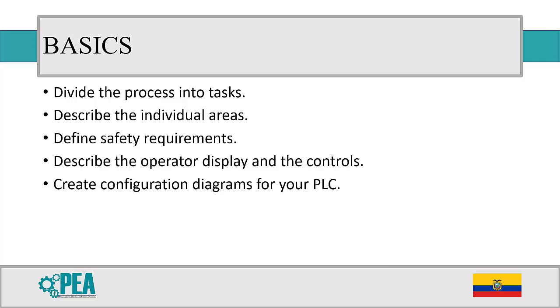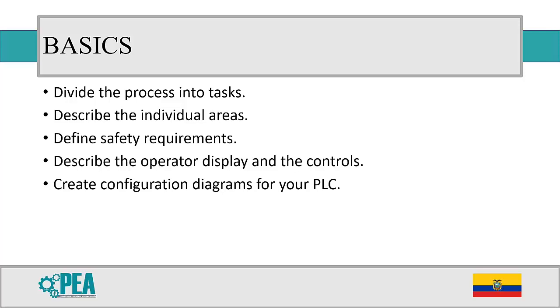Okay, going into details of what we want to speak. The basics on how to design an automation solution are some steps, which can be: divide a process into tasks, describe the individual areas, define safety requirements, describe the operator display and the controls, and create the configuration diagrams for your PLC. So these are the basic steps that you need to follow.